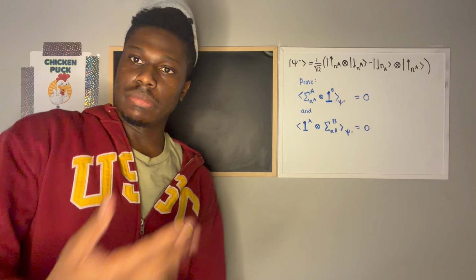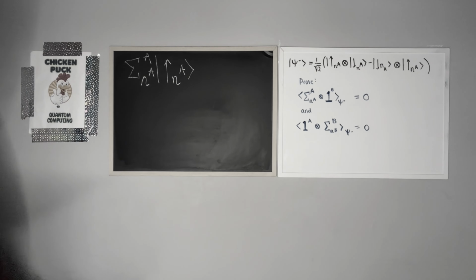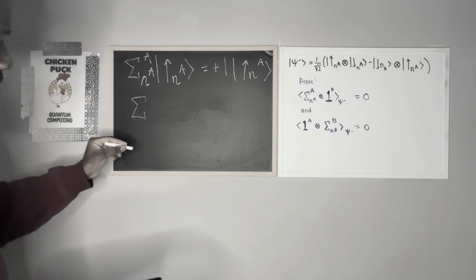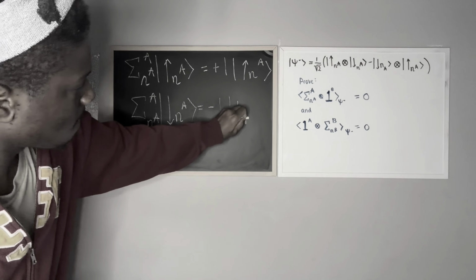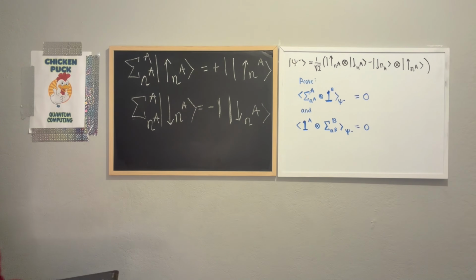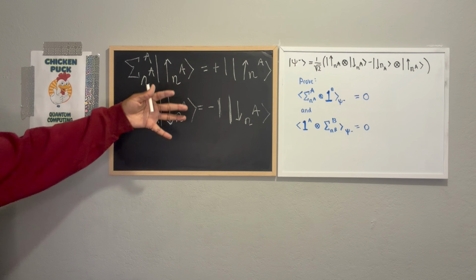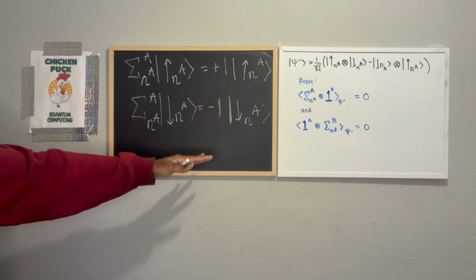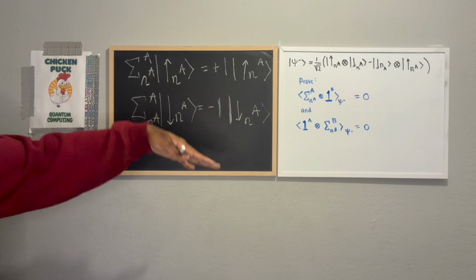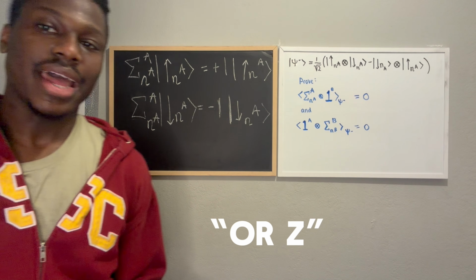Let's write this out a bit further. As you can see here, I've written this. The +1 here isn't arbitrary. It's the eigenvalue associated with spin up along n_A, and the -1 is the eigenvalue associated with spin down along n_A. Because n can point in any direction, this isn't limited to x, y, and z.